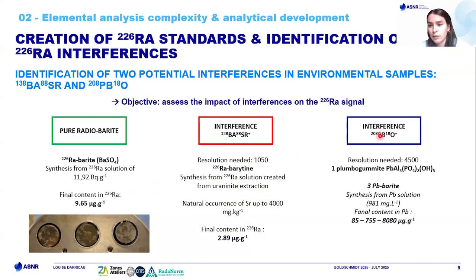And to study the lead oxide interference, we used a plugongumite mineral. So it's a lead and aluminum phosphate, really enriched in lead naturally. That is present in a lot of environments such as sediment and soil, so really a common mineral. And we also wanted to assess how much the content of lead could impact the signal of radium. So we also synthesized 3 barite, this time enriched in lead, so with 3 different concentrations.